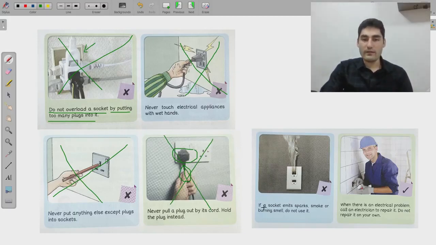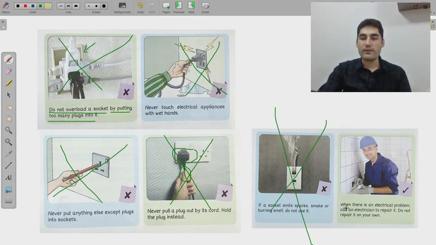Next one, if a socket emits sparks, smoke, or burning smell, do not use it, guys. If there's smoke or a smell like burning, if you see it or if you can smell it, don't use.